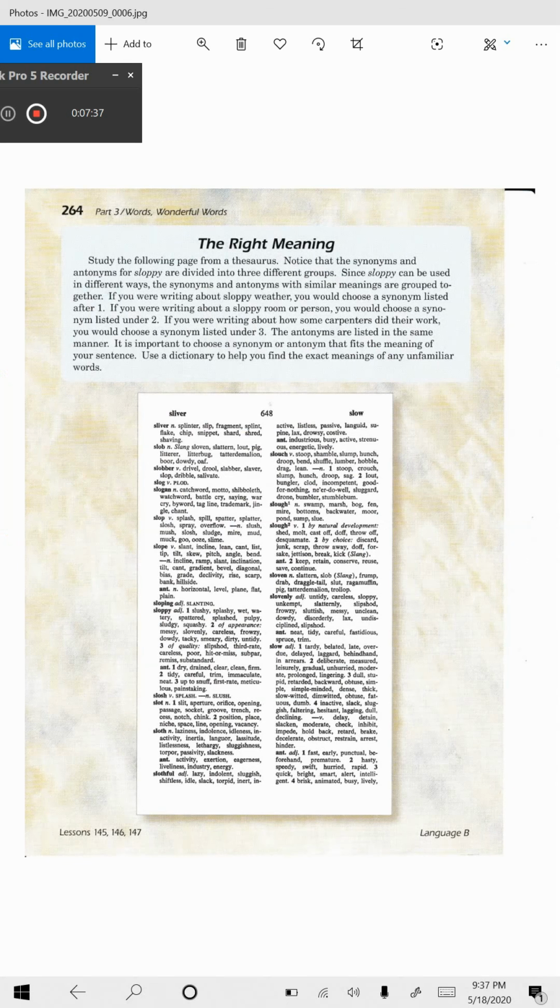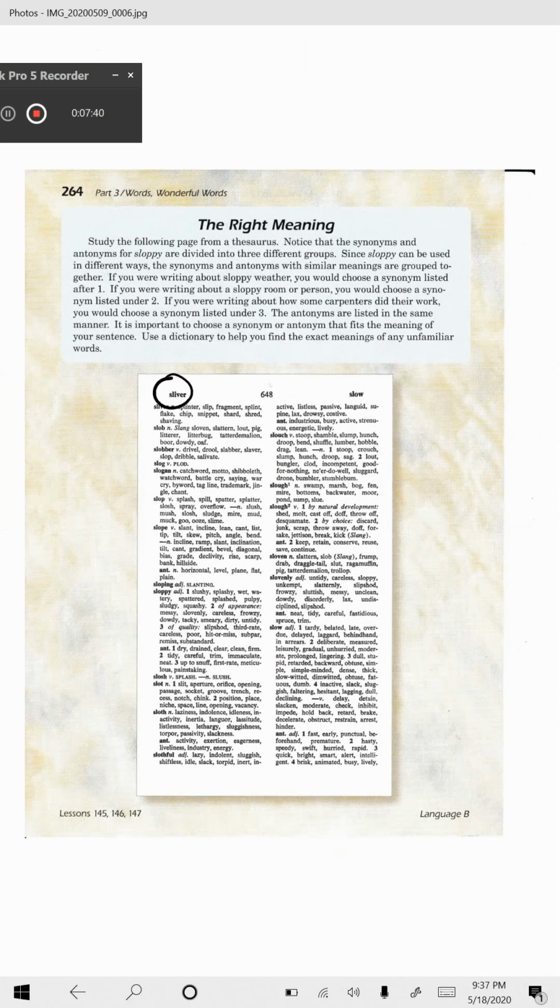Couple things to notice. Thesauruses have guide words, just like dictionaries. So the words on this page will be between the words silver and slow. This is the first word on the page, silver. Slow is the last word on the page. See, there's slow and there's silver. Okay? Then all these words in dark print are called the entry words.